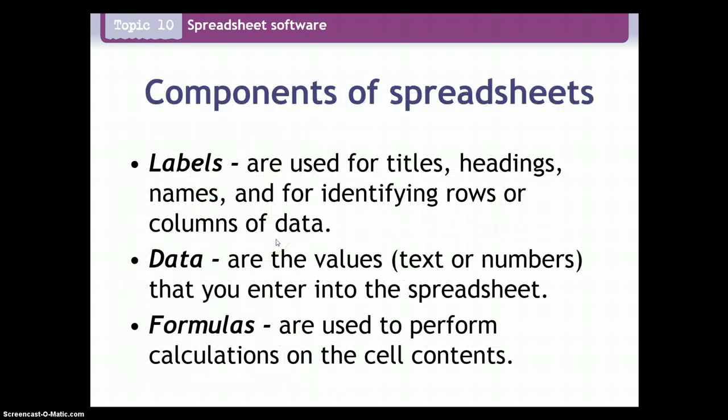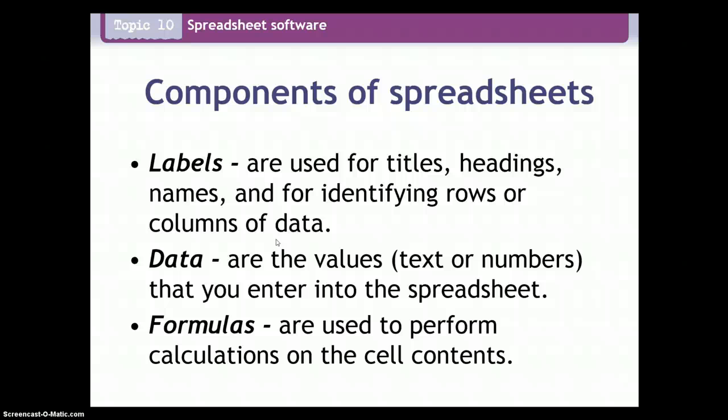Components of a spreadsheet. Okay. Labels. Labels are used for titles, headings, names, and for identifying rows or columns of data. Okay, so if we just type a word into the spreadsheet, for example, pay, that would be a label. Data is the value. It can be text or it can be numbers that you enter into a cell on a spreadsheet. So for example, data, if somebody earns £7.25 an hour, that would be data.